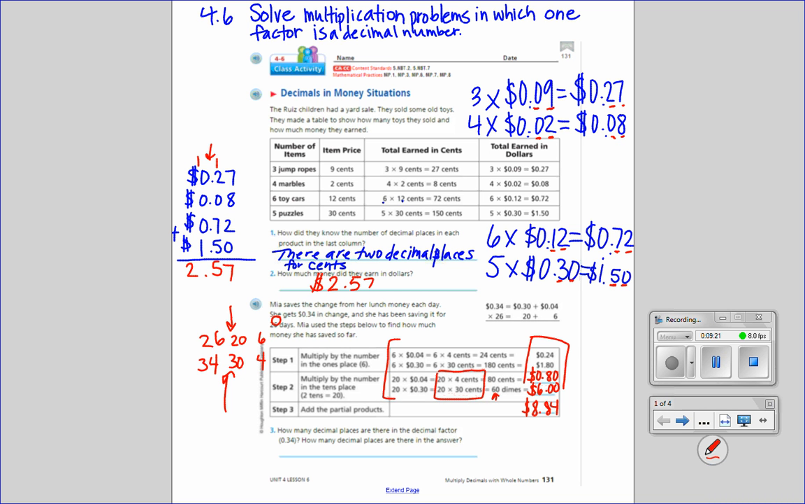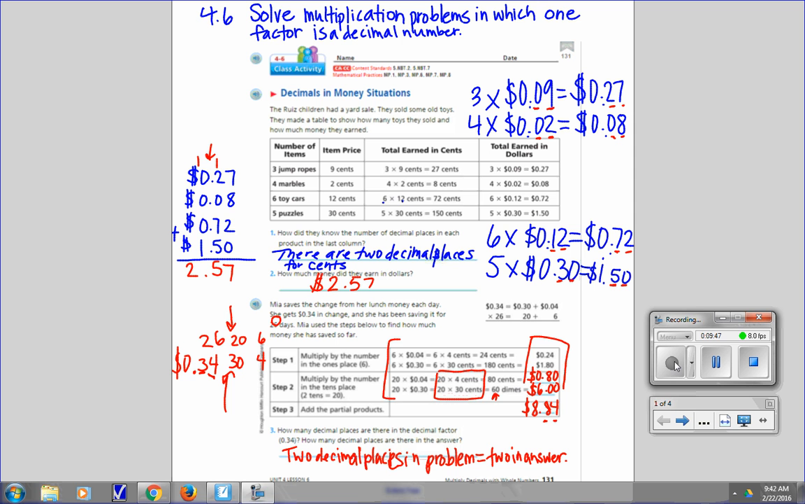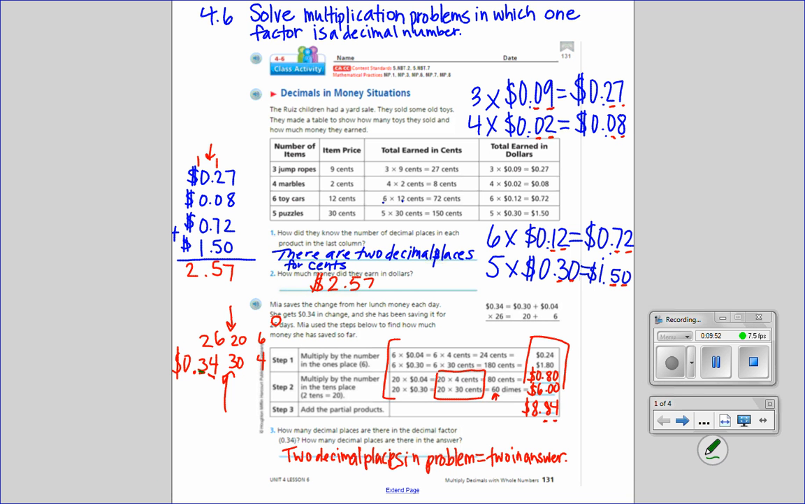So, what I want you to see is in the problem, it was 34 cents for 26 days. How many decimal points are in the problem? There are 2 decimal points in the problem. So how many does there need to be in the answer? Decimal places are in the problem. 3, right here. What do we call this? The tenths and the hundredths. So there needs to be the tenths and the hundredths in the answer.